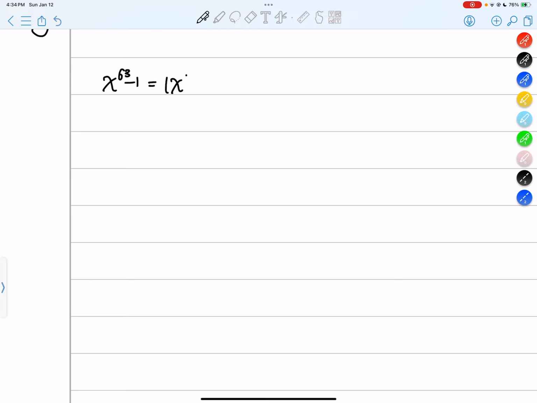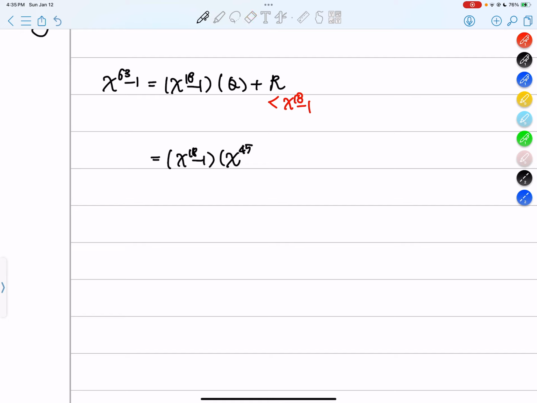Okay, so I want to do 18 minus 1. The quotient here, we'll just call it big Q. The remainder here, we'll call it large Q. And again, the remainder has to be less than this. What do I have to times to x to the power of 18 in order to make x to the power of 63? Well, that would be 63 minus 18. What is that? Is that 45? Yeah, so that would be x to the power of 45.